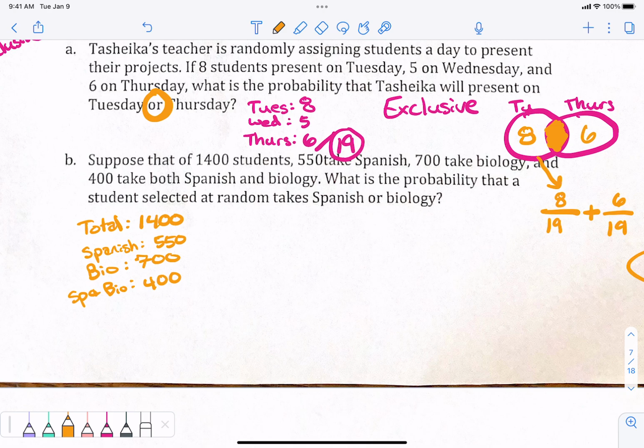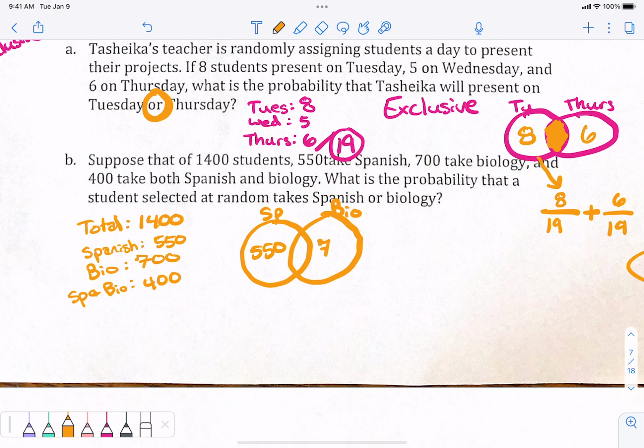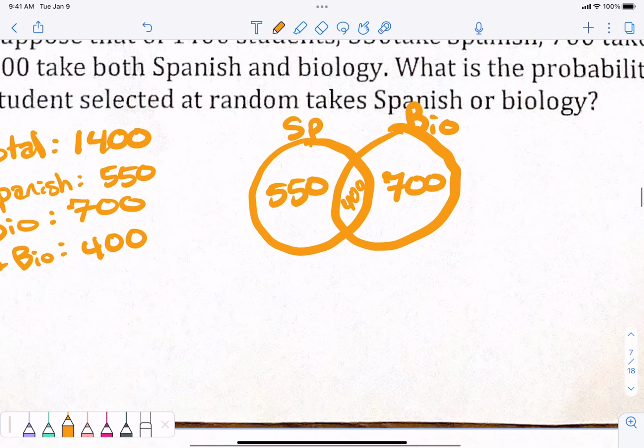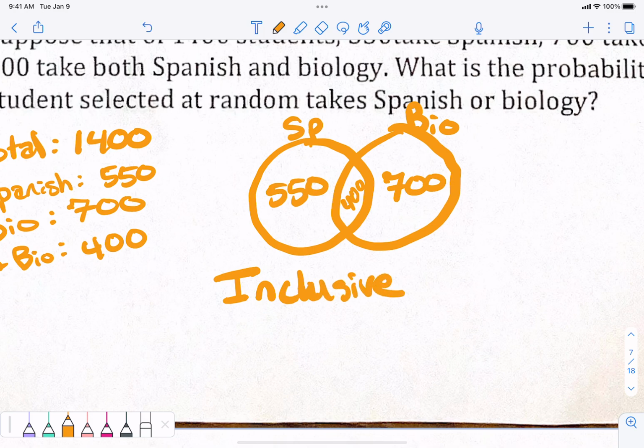This is a lot. A lot of information. So, I'm going to draw a Venn diagram because I like to do that. Spanish, biology. Okay? There are 550 that take Spanish. There are 700 that take biology, and 400 is really tiny in the middle. Okay, is this inclusive or exclusive? Inclusive, because there's somebody in the middle. We can include those people. Inclusive. We can include the people that are in the middle because they are in Spanish and in biology.